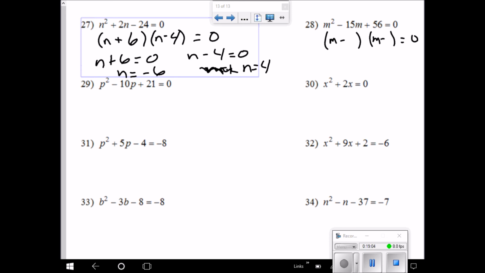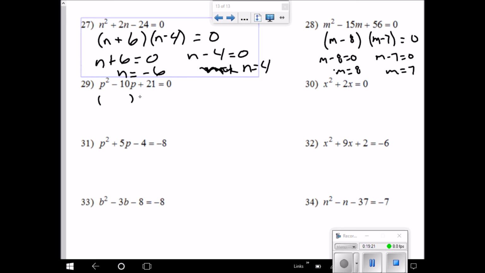8 and 7. That seems to work. So m minus 8 equals 0, and m minus 7 equals 0. So m is going to equal 8, and m is going to equal 7. And you would need both of those.